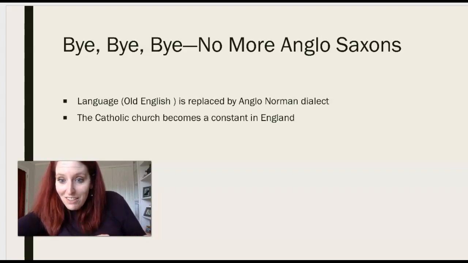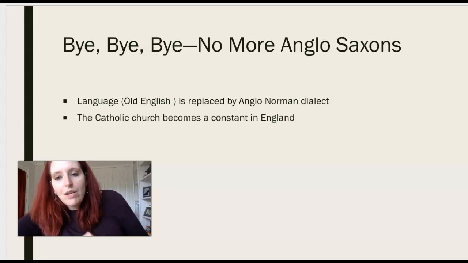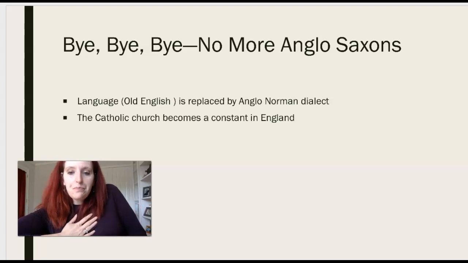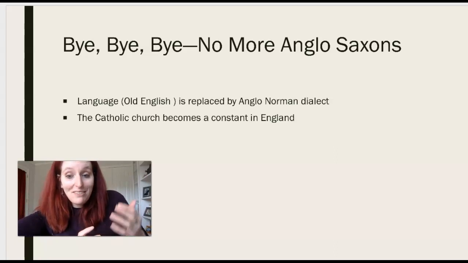And with that, the Catholic Church becomes a constant in England because the French belong to the Catholic Church, and when they get their foothold into England, the Catholic Church gets its foothold into England, and that is important. So that is a brief overview of how the Anglo-Saxons came to be in England and how they lost their footing in England. So I'm going to stop this video here.